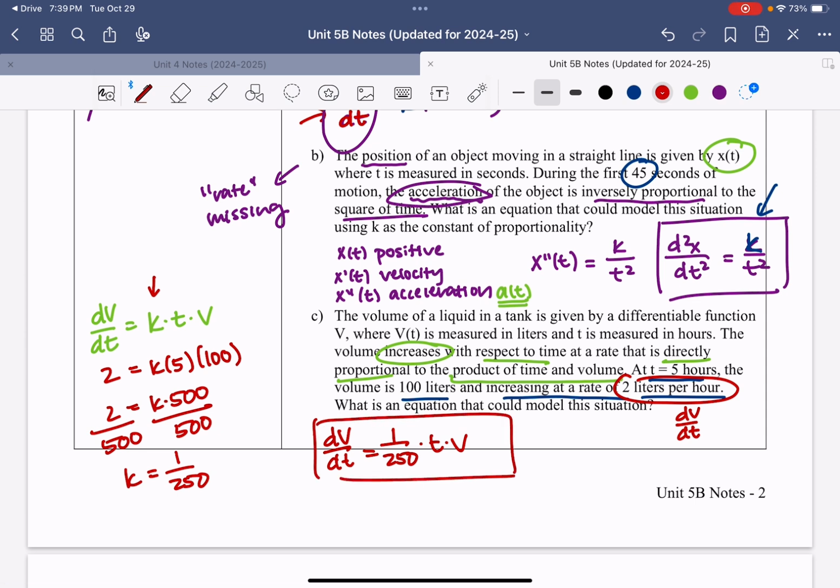All right, when you're ready, we're going to flip over our page and look at another subset of differential equation questions.